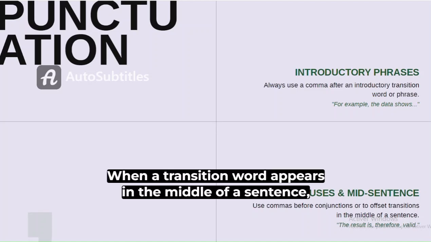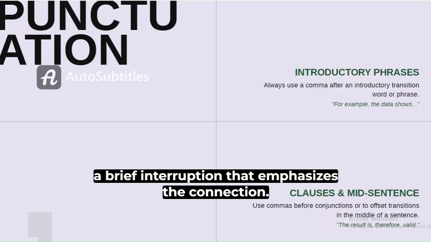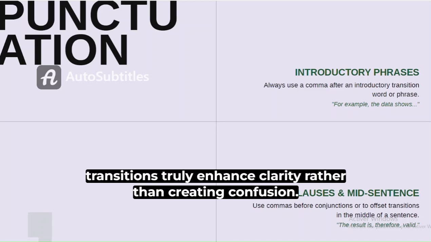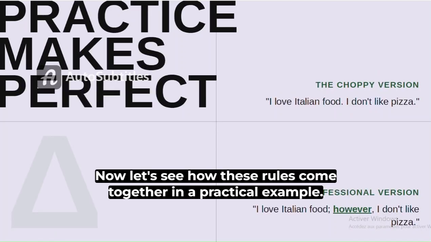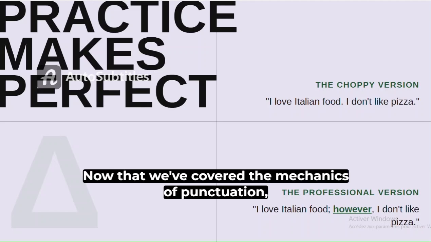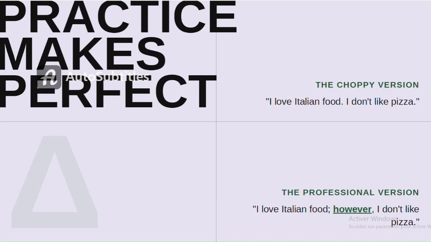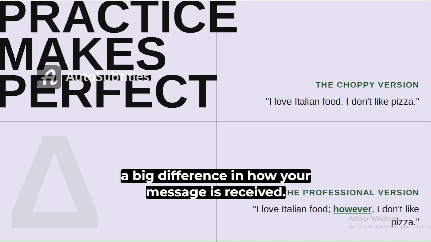When a transition word appears in the middle of a sentence, it often needs to be set off by commas, creating a brief interruption that emphasizes the connection. This attention to detail in punctuation ensures your transitions truly enhance clarity, rather than creating confusion. Now, let's see how these rules come together in a practical example. Now that we've covered the mechanics of punctuation, let's put it all into action with a simple example. You'll see how a small change can make a big difference in how your message is received.